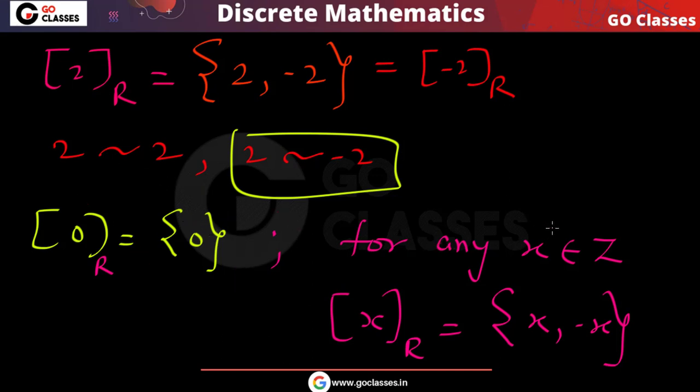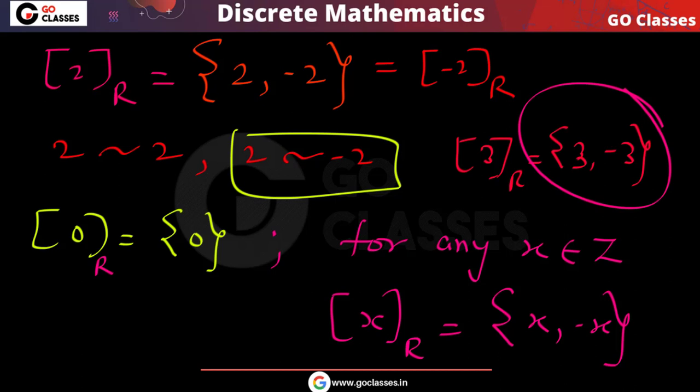For any integer, whatever integer you take, the equivalence class will be basically x comma minus x. For integer 2 the equivalence class is 2 comma minus 2. For integer 3, if I ask you what is the equivalence class of 3, then it will be 3 comma minus 3. This is the equivalence class of 3.